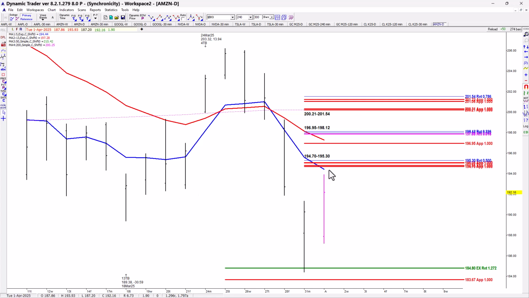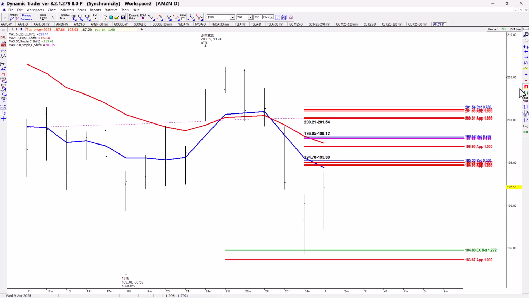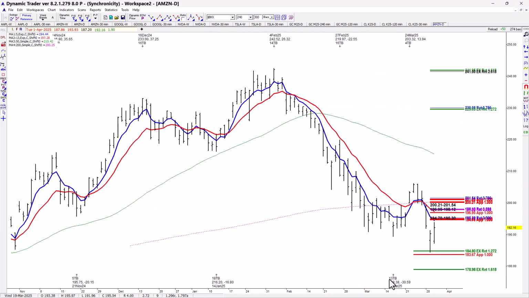Okay, so far, we haven't gotten there, so there's no trade, but we'll keep an eye on it if we test any of these zones in the next couple of days. But basically, that's how I put the chart together.